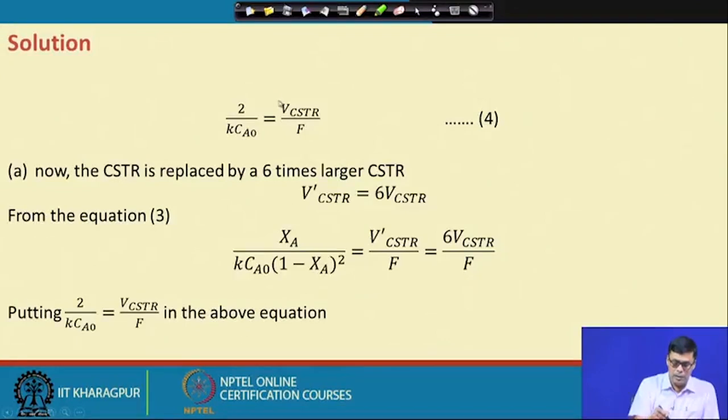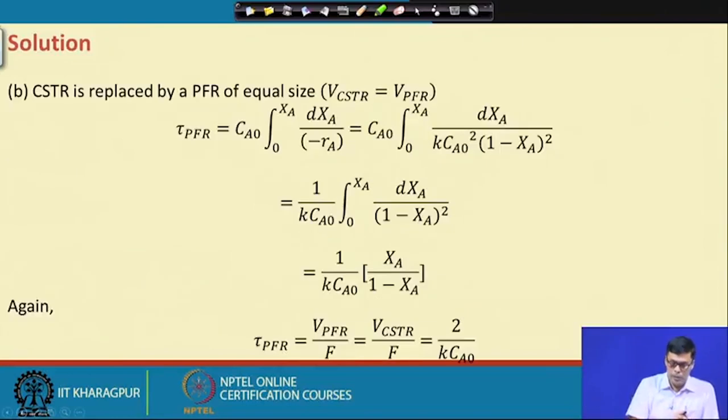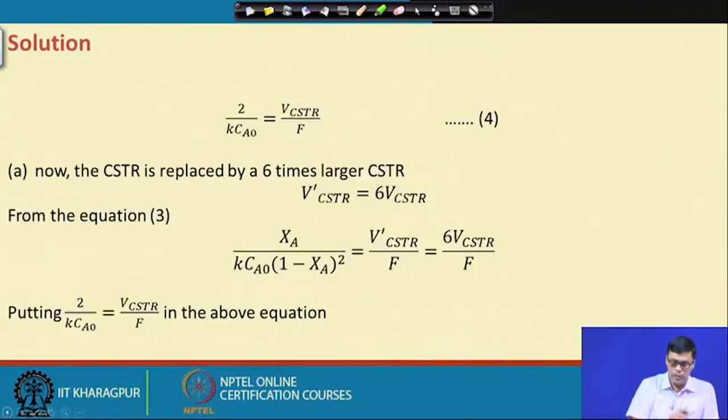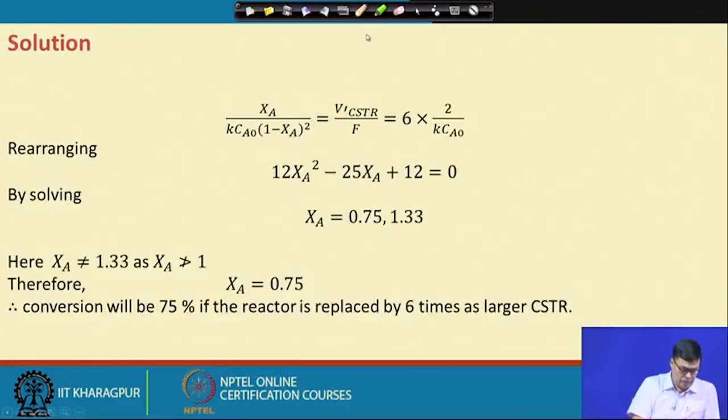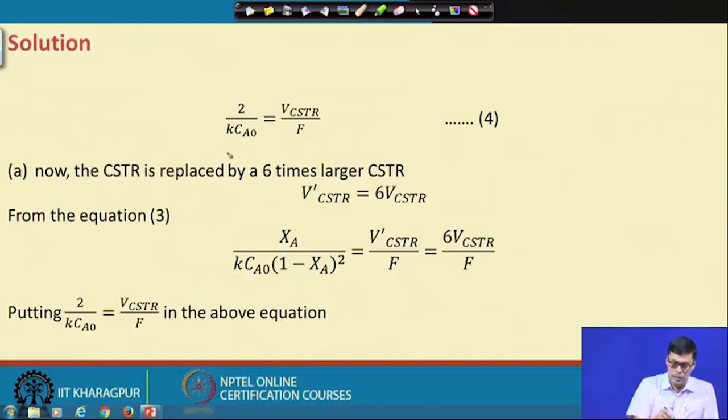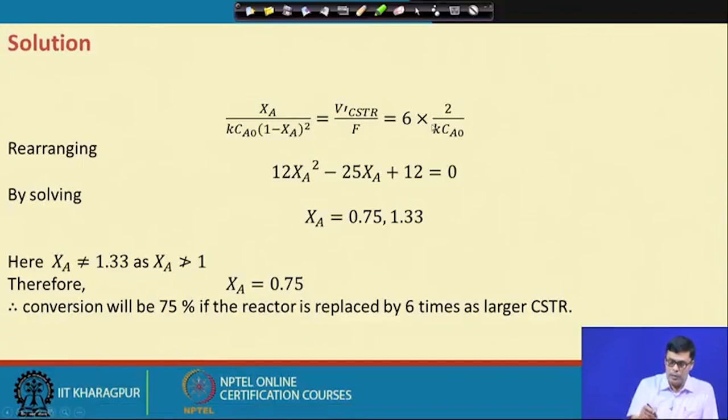I can show you what we have written. So this is what we have calculated previously. This is the new approach that we have. This is equal to this. Now, this equals what? This equals 2 by K C A 0. So we can do it here. So this is how it has come.